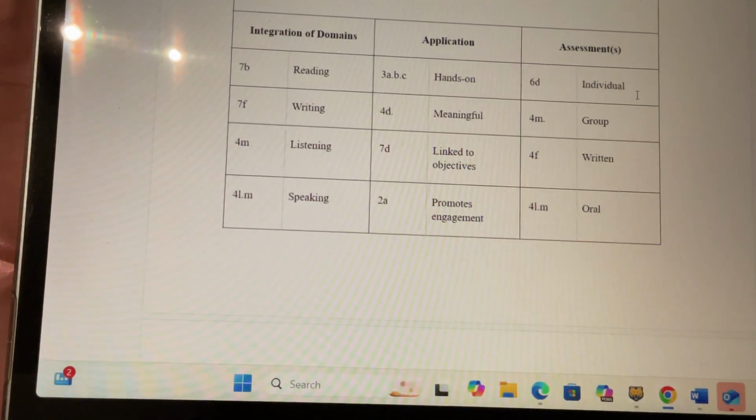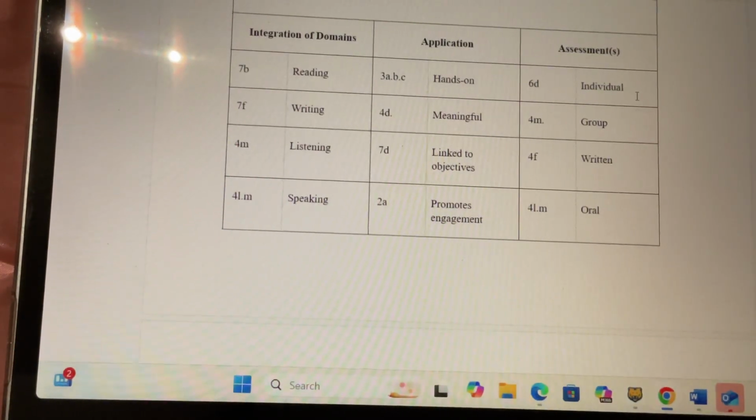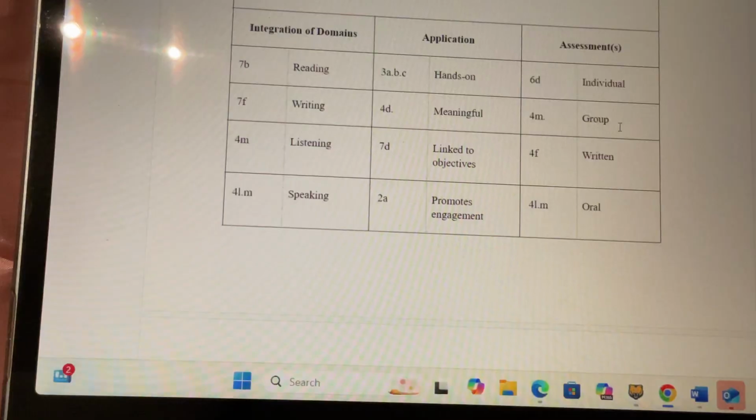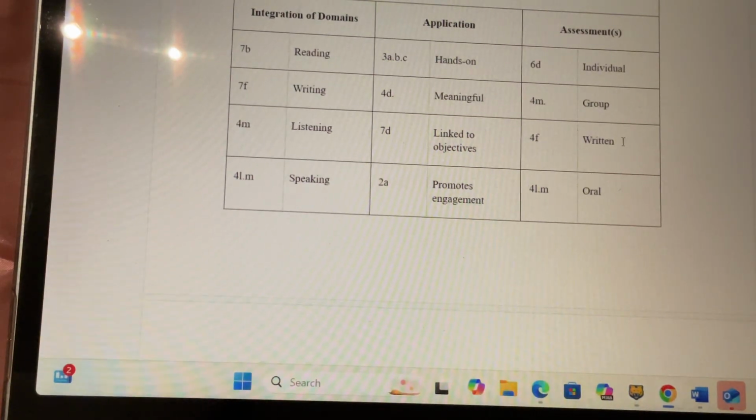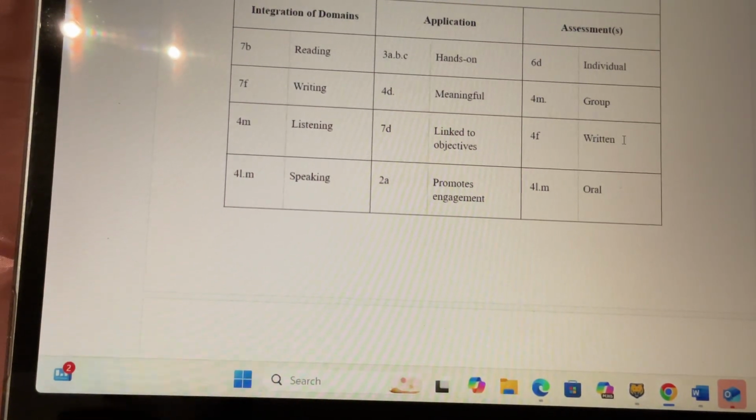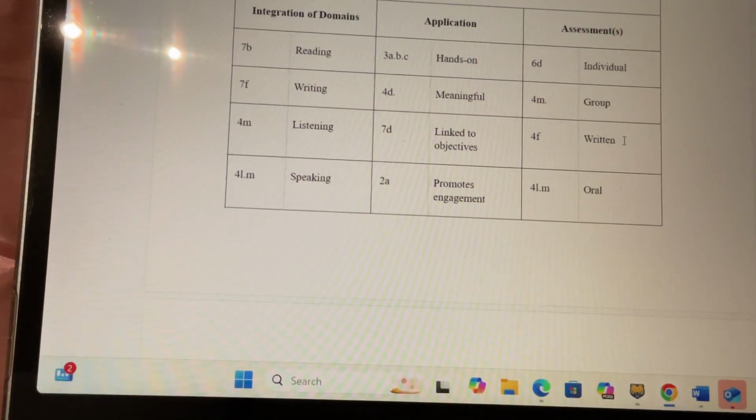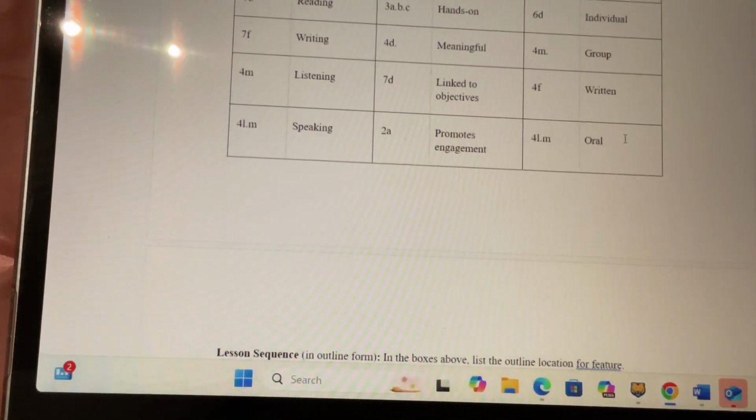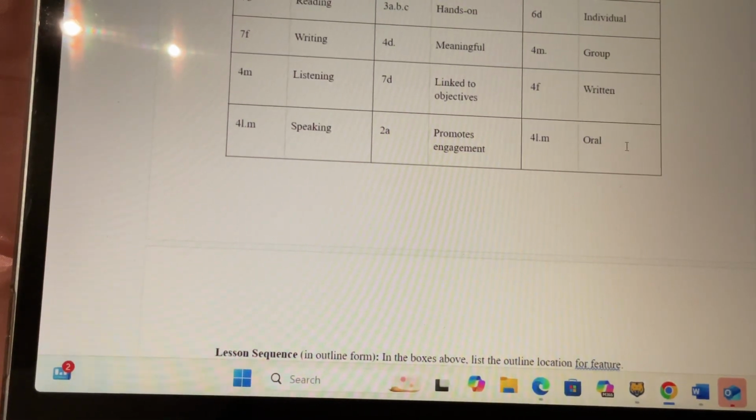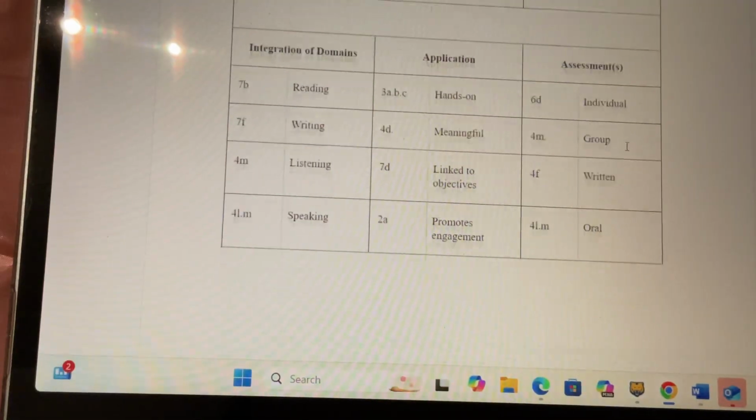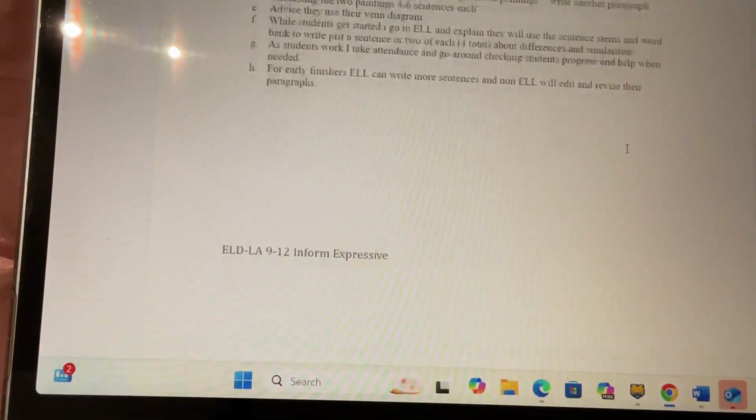Individual assessments, just looking at everybody do their work. Group work, every group had to come up with a definition. Written, they all proved they could write using either the word bank or the vocabulary. We talked about oral. They spoke about what kind of descriptions they would offer for each one. And that wraps up my lesson plan.